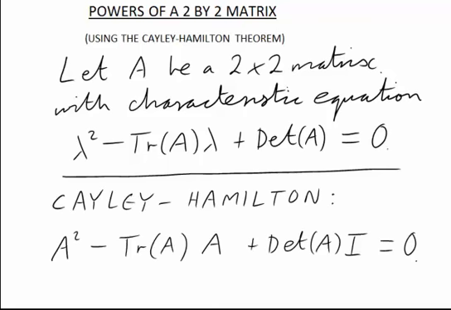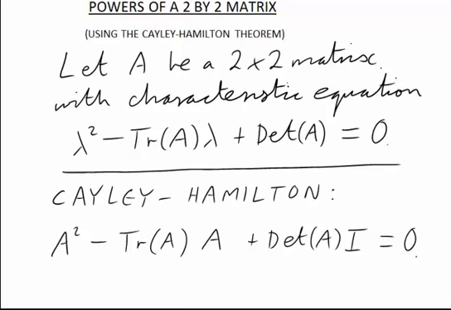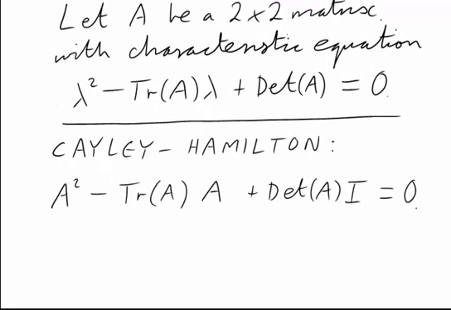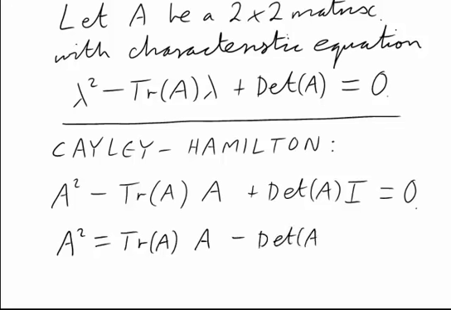Cast in terms of A, the characteristic equation looks like this. The unit matrix is taken for granted as being 2 by 2, so I've not written it as I2, but just as I. If we wanted, we could rearrange this equation to have A squared on one side and all the rest of the stuff on the other side. Rather like this. A squared is the trace of A times A minus the determinant of A times the 2 by 2 identity matrix.